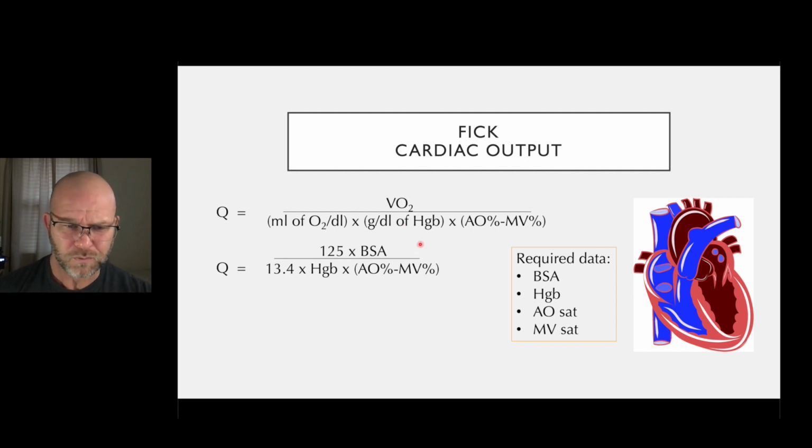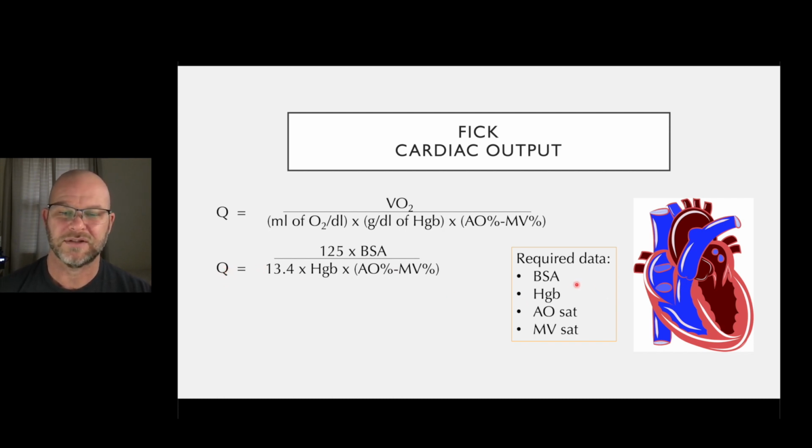So here, your consumed oxygen, there are some very fancy ways to get that measured directly, but most of the time they'll use just a standard formula, 125 times the person's body surface area. So that will be your oxygen consumed. This 13.4 is a standard. That's how many milliliters of oxygen a deciliter of hemoglobin can hold. How many grams per deciliter of hemoglobin actually is there? What's our sat when it leaves the heart? What's our sat when it comes back? And by doing that calculation, we can actually come up with our cardiac output.